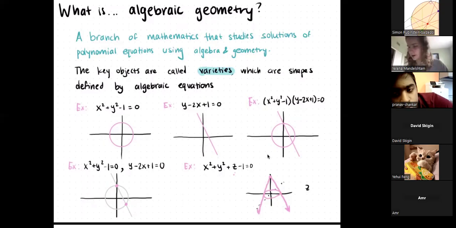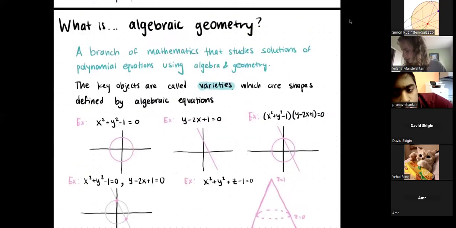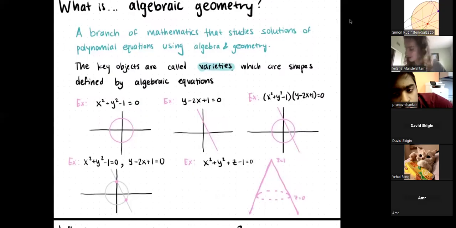Any questions so far? All right, then I'll talk about, okay, so here's a better picture, I guess, of the variety that I just drew for you.